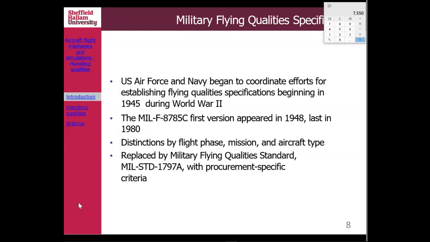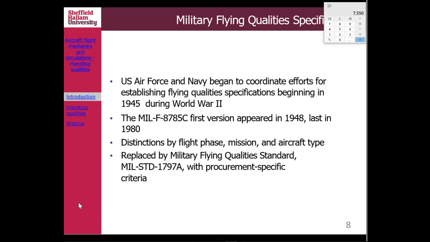Now, obviously, it's what we nowadays call flying qualities requirements. The flying qualities requirements issued by the MOD in the UK, and obviously in the US by the DoD, Department of Defense, specify in much greater detail. That is a bit of history as well.